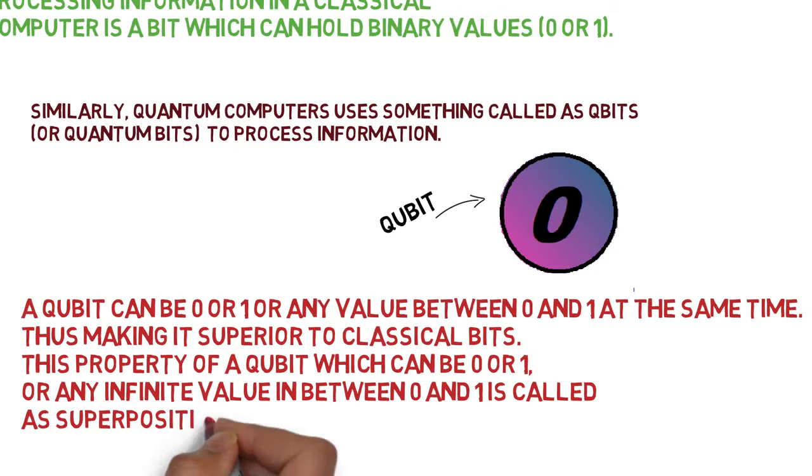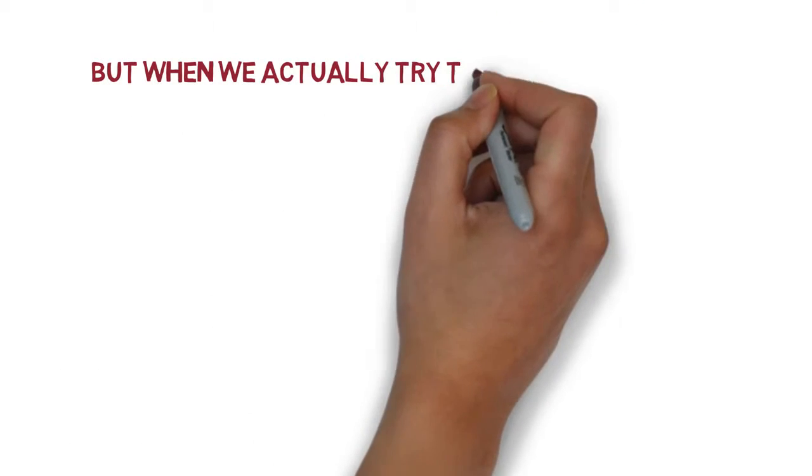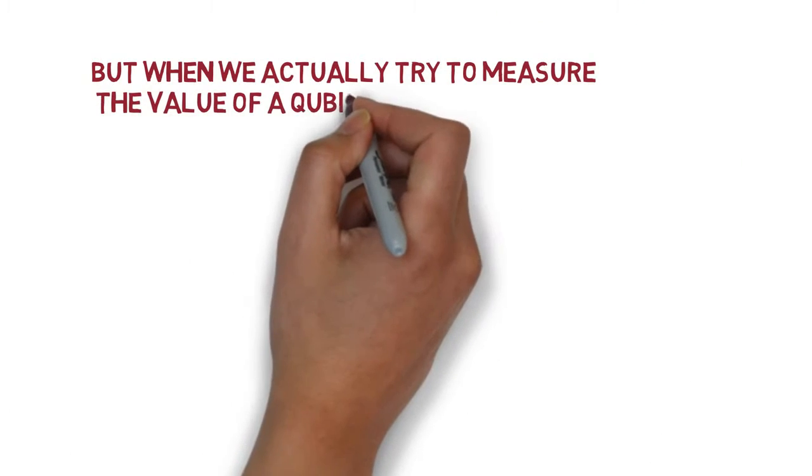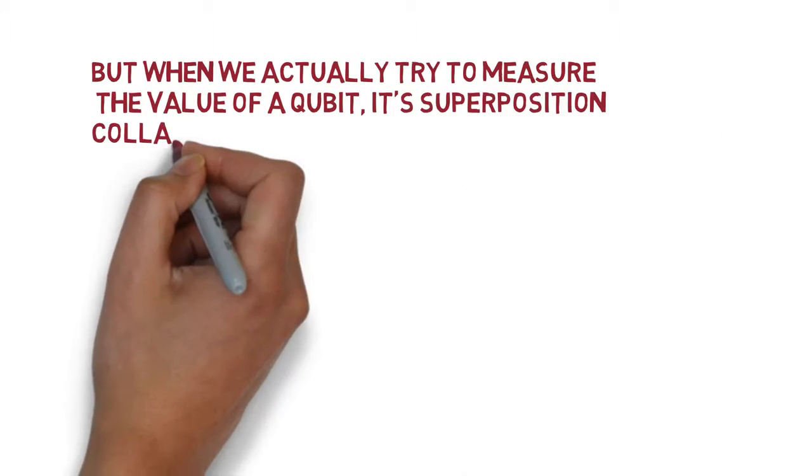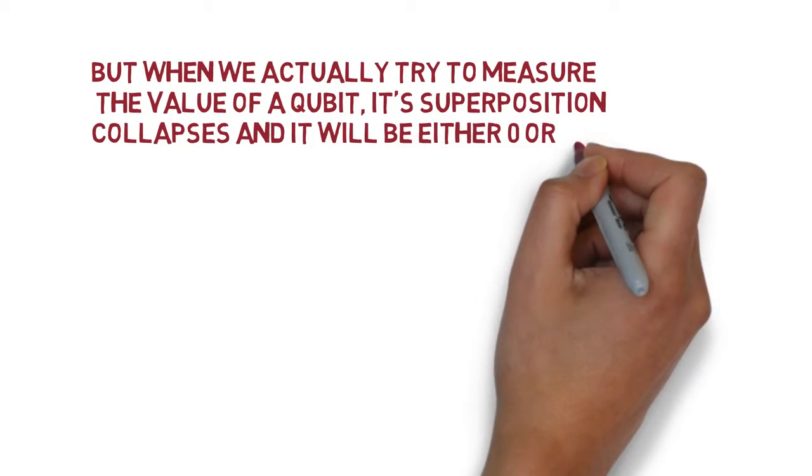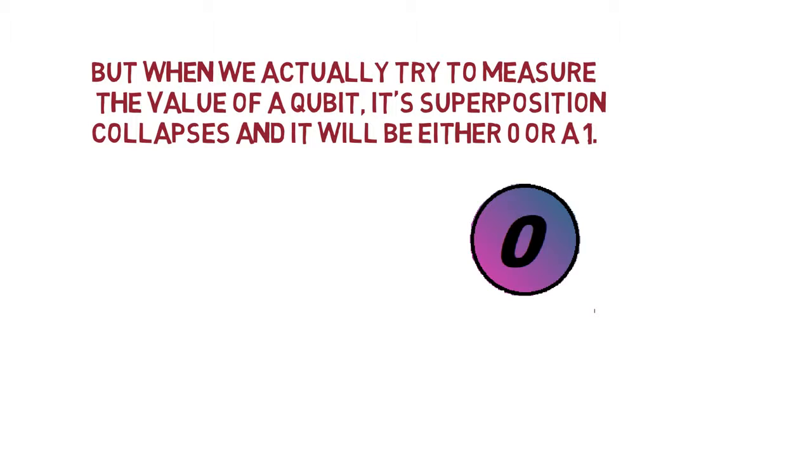This property of a qubit, which can be either 0 or 1 or any infinite value in between 0 and 1, is called superposition. But when we actually try to measure the value of a qubit, its superposition collapses and it will be either 0 or a 1. So yes, quantum computing is weird and difficult to understand, with lots of math involved in it.